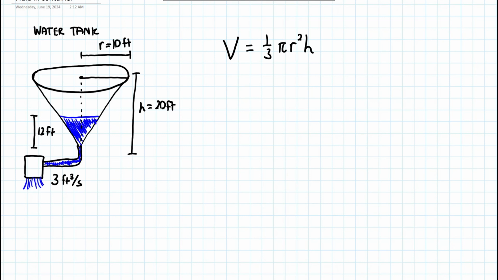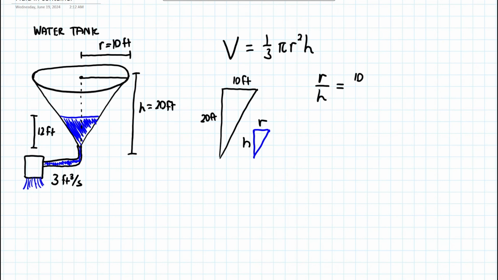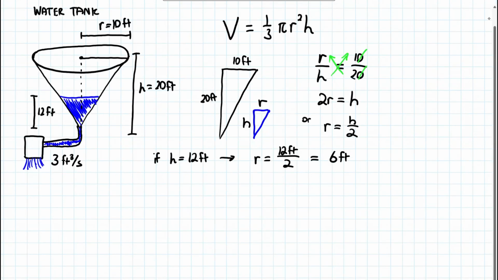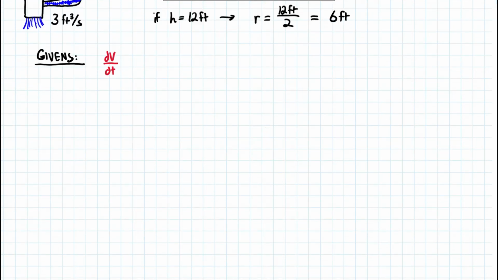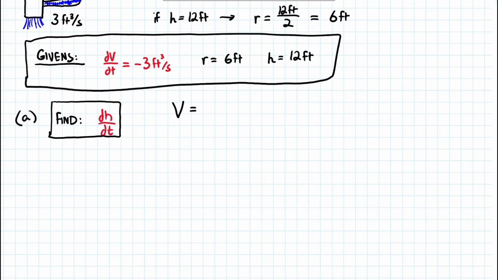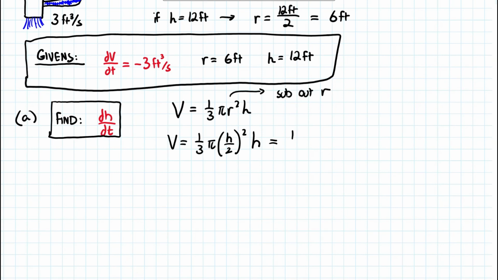If we slice the cone vertically, we can see that the profile of the body of water compared to the entire water tank itself resembles two similar triangles, and their proportionality will be the key to defining this relationship. It also gives us a way to solve for the radius value at the time that the given height is 12 feet. Now it's time to list out our givens and include this relationship in the givens. That's because we're going to use this relationship to make a substitution to reduce two variables, radius and height, down to only one. In part A, the problem asks us to solve for the rate of the water level dropping. So we're going to substitute out radius and then simplify the formula only in terms of height.